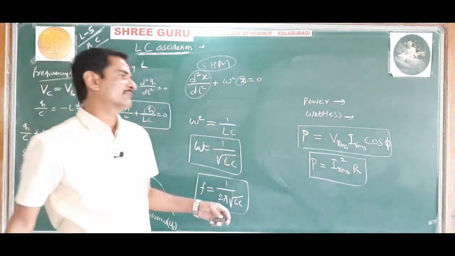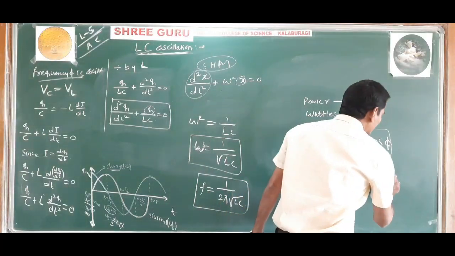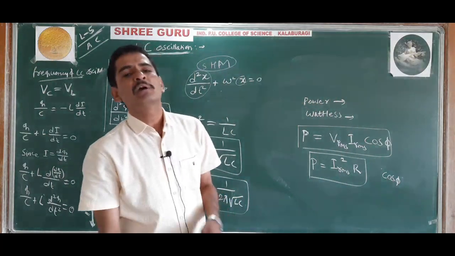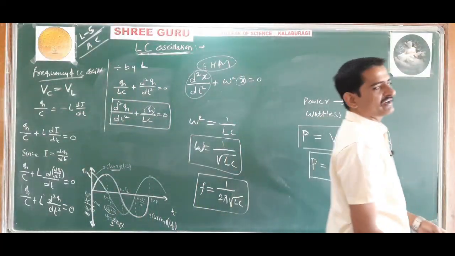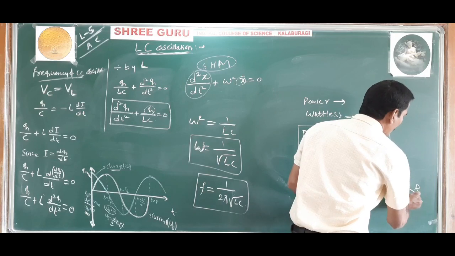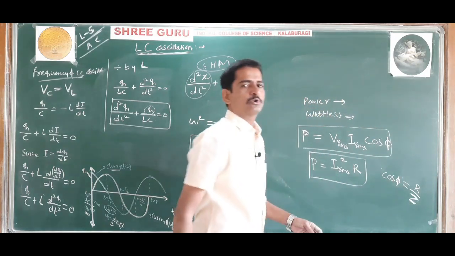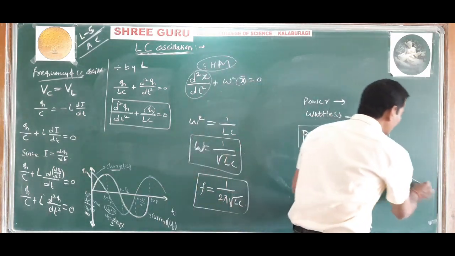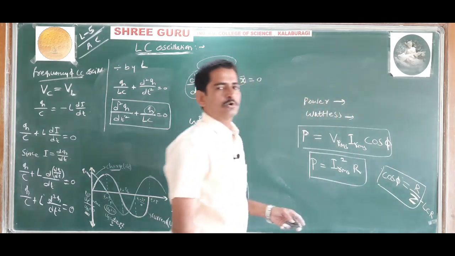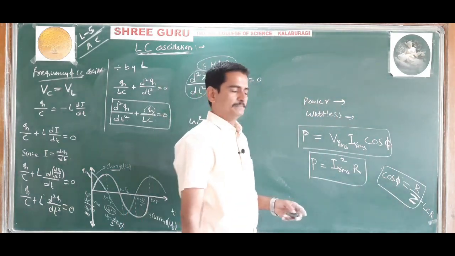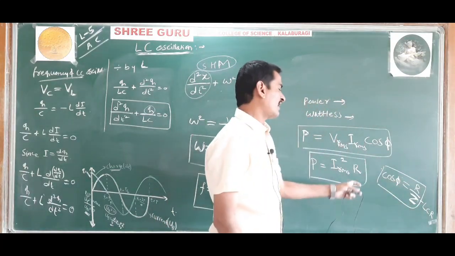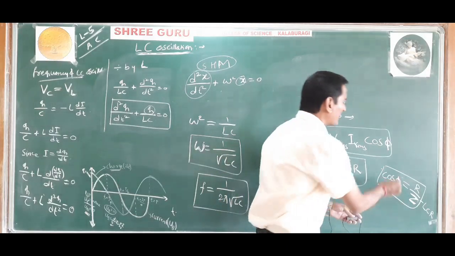Phi is the phase difference between the current and voltage, and the factor cos phi is called the power factor. It can be proved that cos phi is equal to R divided by Z for an LCR circuit. Understood? Okay. So in the case of an LCR circuit, this cos phi is called the power factor.